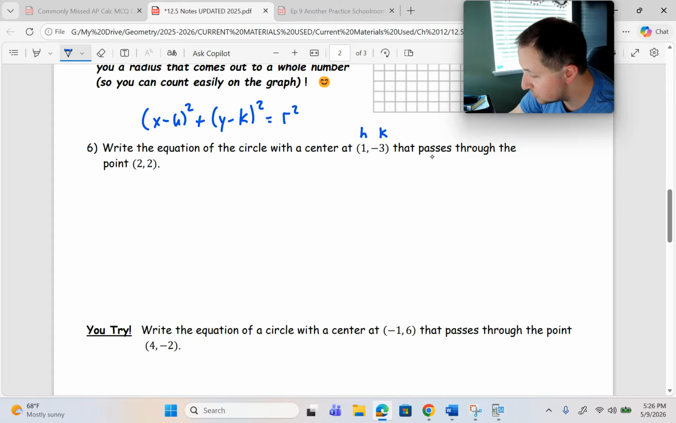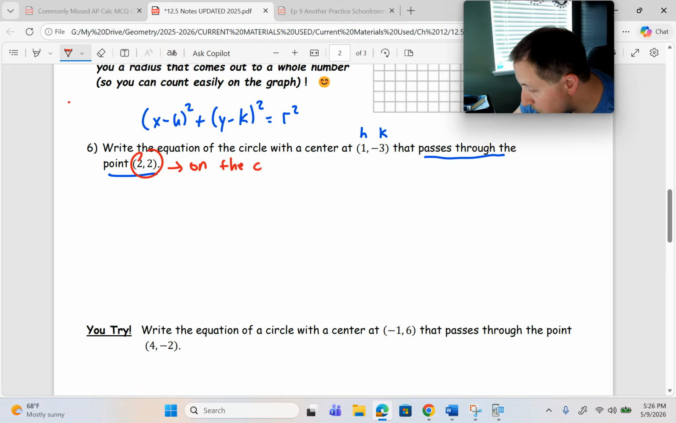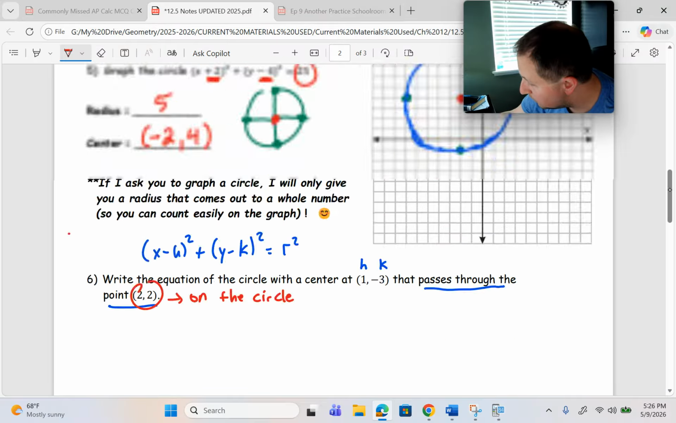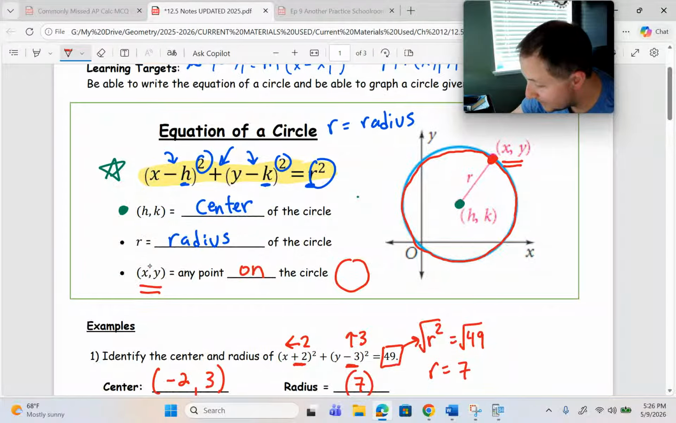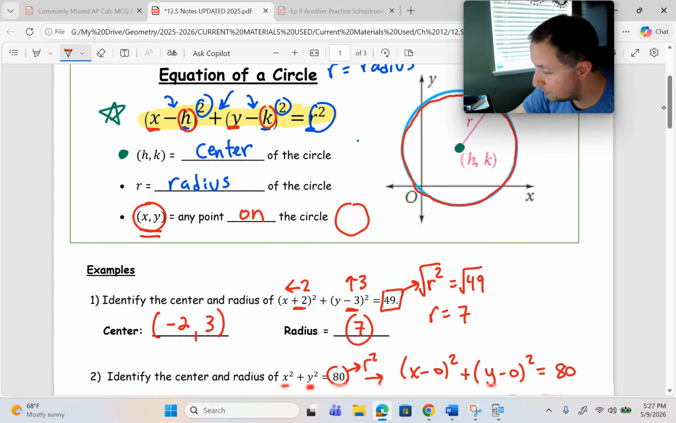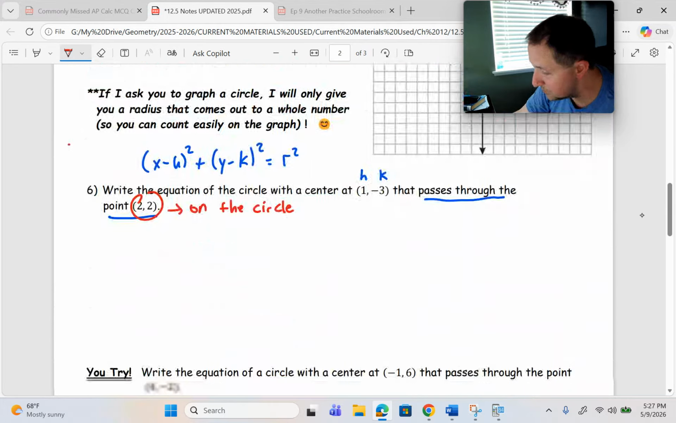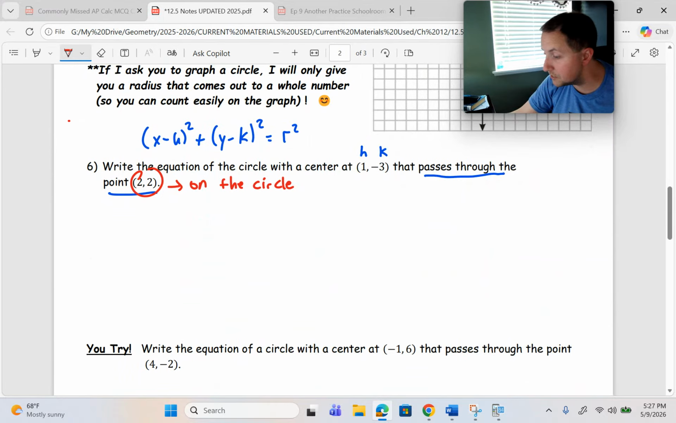So when they say that the circle passes through the point 2, 2, they're telling you that 2, 2 is on the circle. Remember, meaning on the circumference, on the round part. Well, remember back from the first page that we talked about, the point that's on the circle is x, y. So the point that they're giving us is the x and y coordinate, and the center that they're giving us is the h and k coordinate. You'll notice in this problem they didn't give us the radius. So we can actually solve for the radius. And actually, you'll see we're really only going to have to solve for r squared, since that's what we need in the equation. We don't even care what the radius is here. They didn't ask for that.